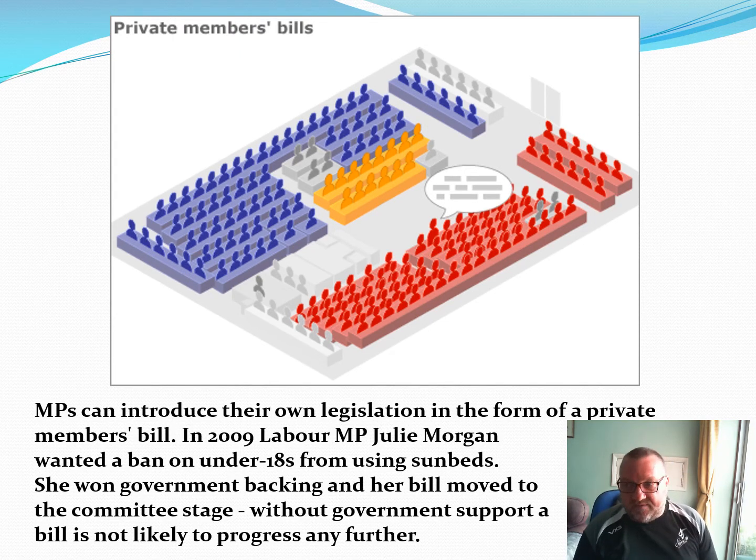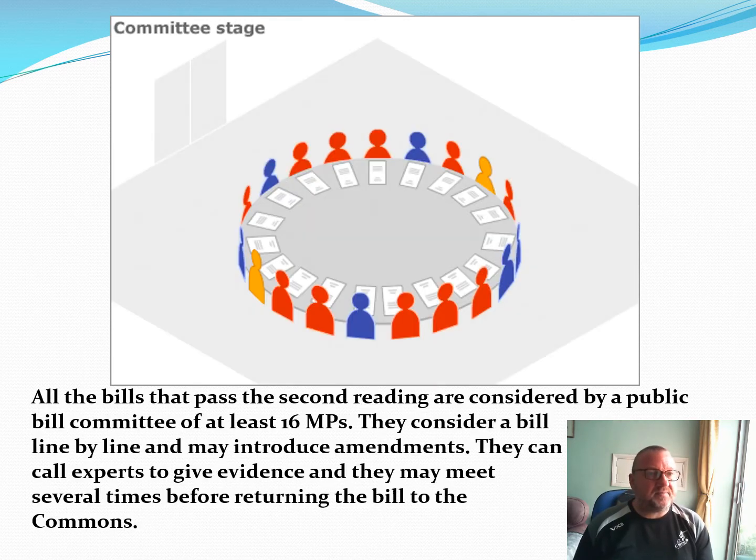If we go through a private members bill, MPs can introduce their own legislation in the form of a private members bill. So I've given the example of Julie Morgan with sunbeds, and she won government backing, and her bill moved to the committee stage, first and second reading.